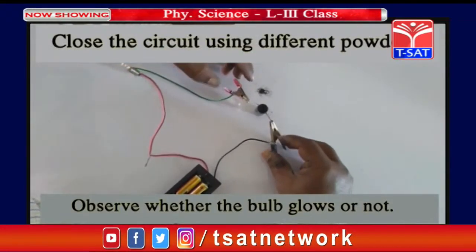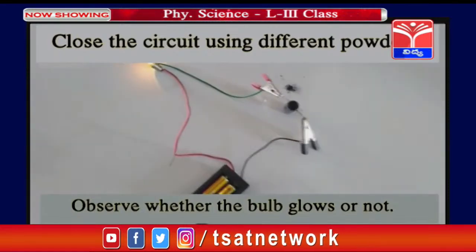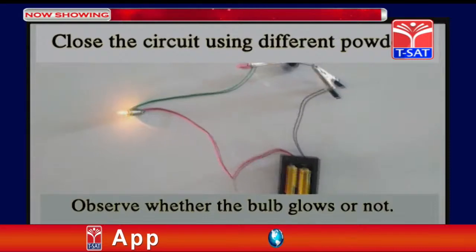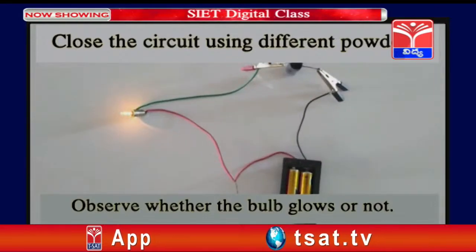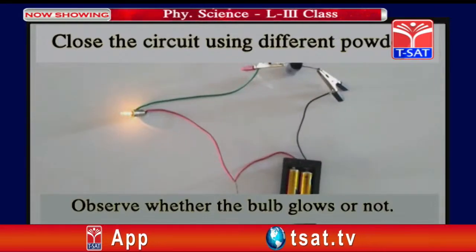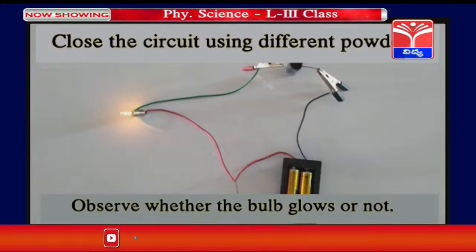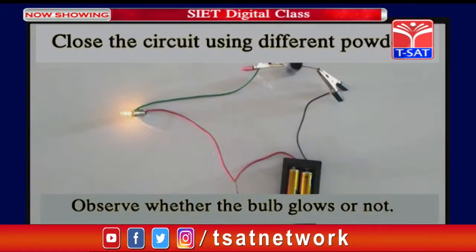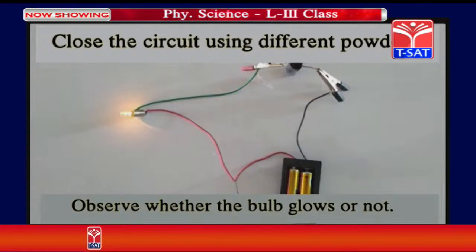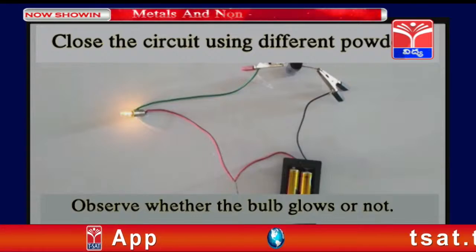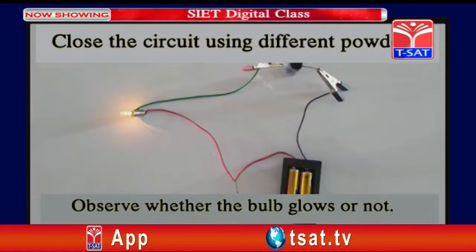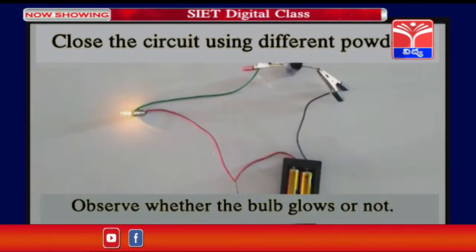Now, close the circuit using different powders. Here is the carbon powder we are using. Children, observe carefully. Here carbon is a non-metal, you know that why, because the first property is lustrous, the second property is ductility, the third property is malleability and the fourth property is sonority. Carbon does not show these four properties. So, the first property which carbon shows is conducting electricity through the wire.